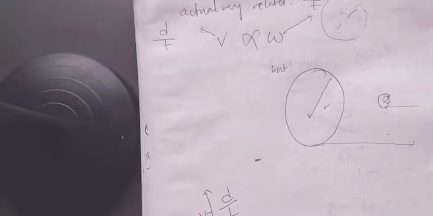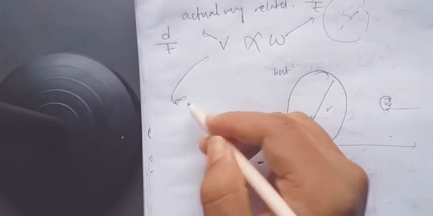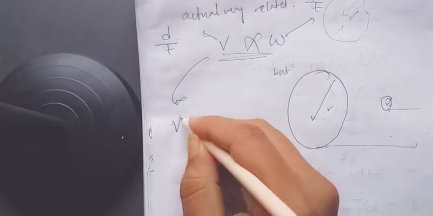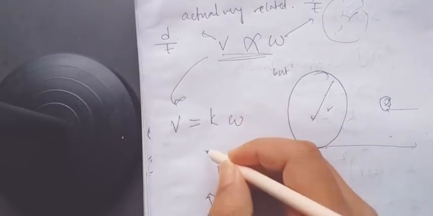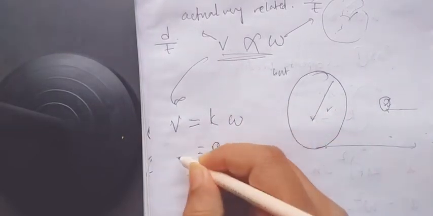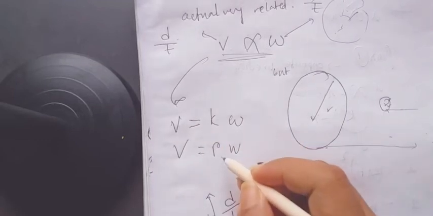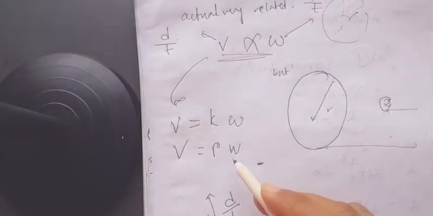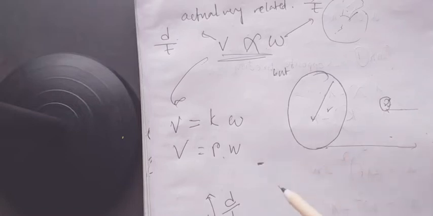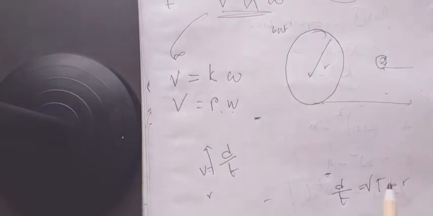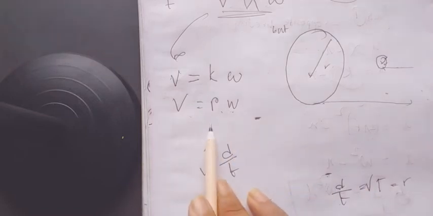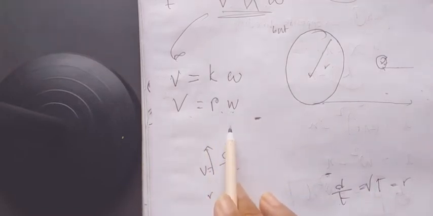So the relationship: when we make v equal to omega, the constant that we get is actually the r, because we just saw how r plays a role in both. This is what we used in the centripetal force chapter.